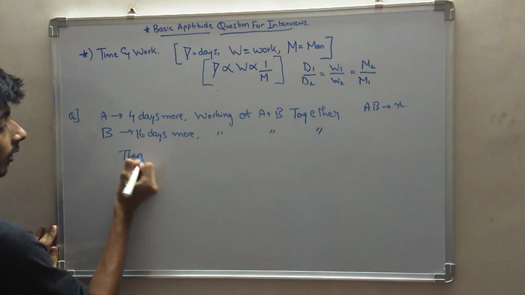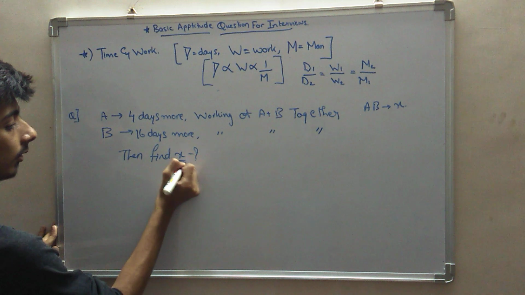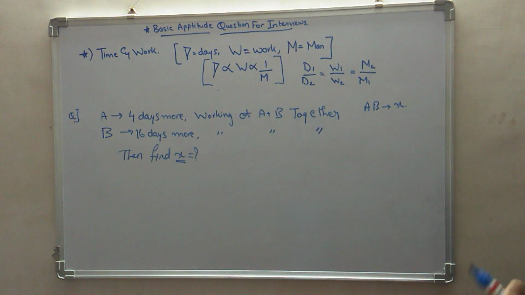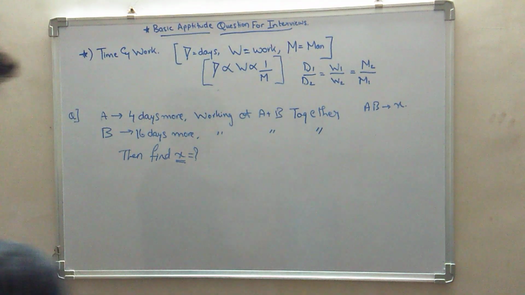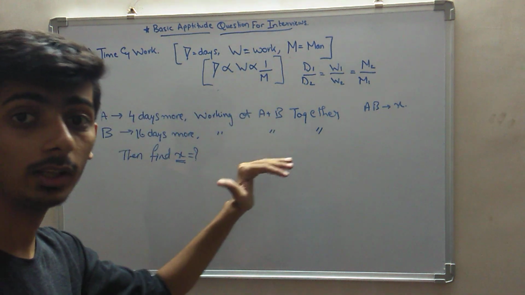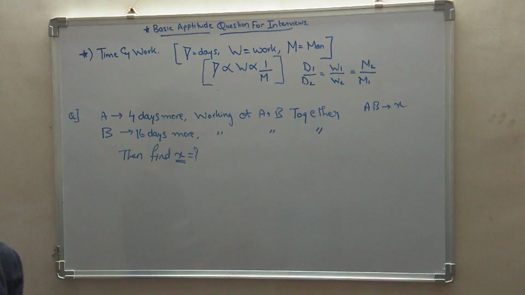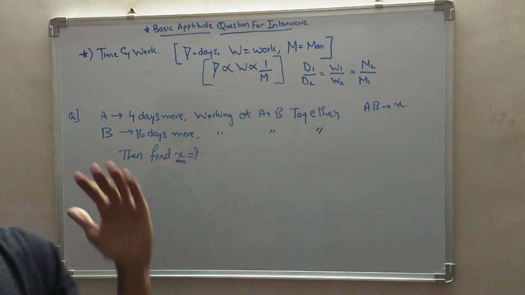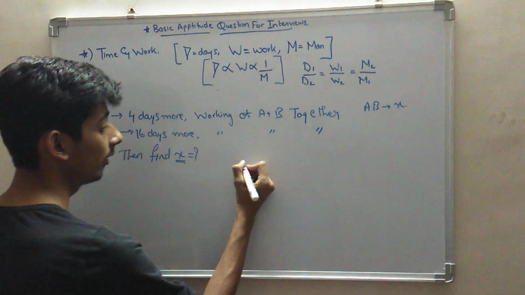Then find X. We need to find X, that is, the number of days they will take if they are working together. Yes, it could be solved by the previous example's way, but it's quite lengthy. While in aptitude you get less time, so for lengthy questions you need time. So we can solve this with a simple basic method.